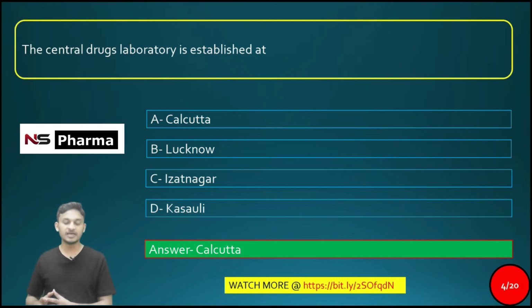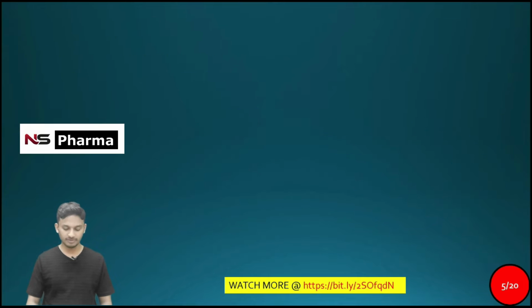One more thing, here in option C, Izzatnagar: the Indian Veterinary Research Institute, in short IVRI, is located at Izzatnagar, Bareilly, UP. Now we will move to question number 5.